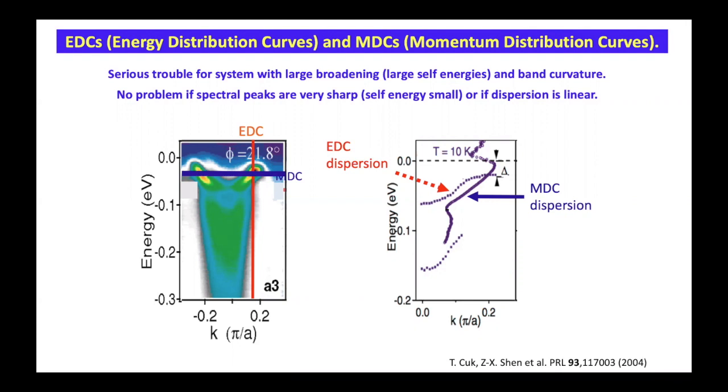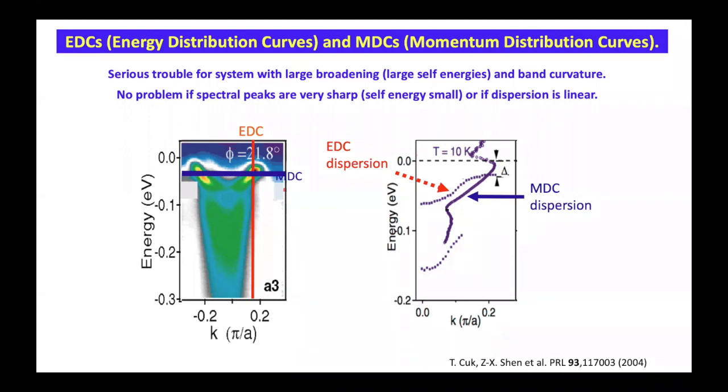So this is from Z.-X. Shen's work back in 2004. He shows if I take external data, this is an instrument state of Dessau. If I take EDC cuts in red, I get this kind of dispersion here. If I take MDC cuts and look where the peaks are, I get this type of dispersion. Qualitatively, they're extremely different. And so then you're going to use this and try to get velocities and gap values and whatnot. It's very difficult.